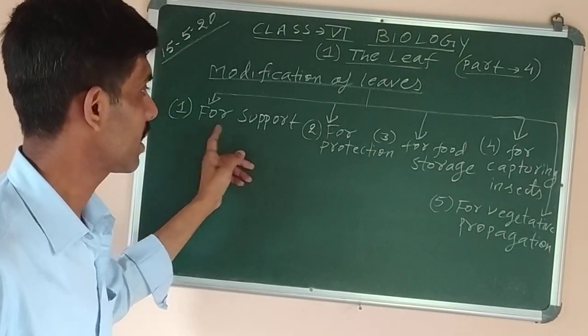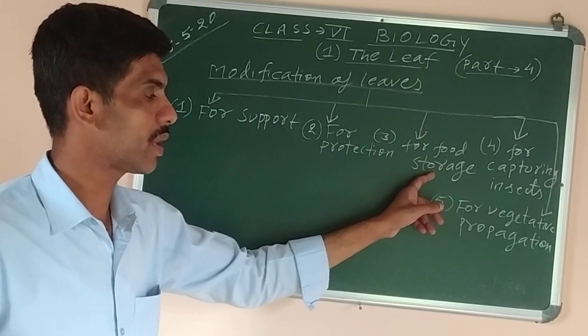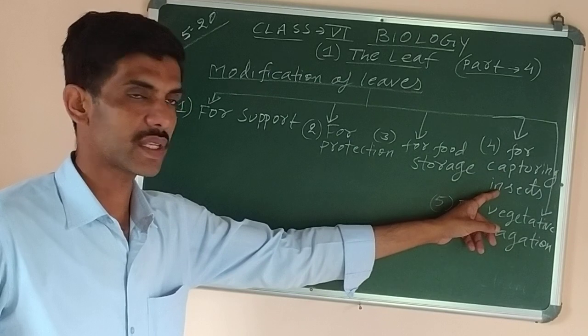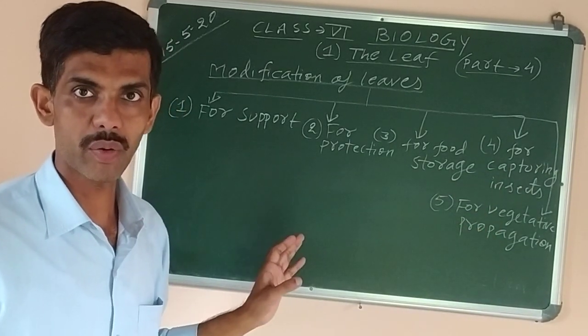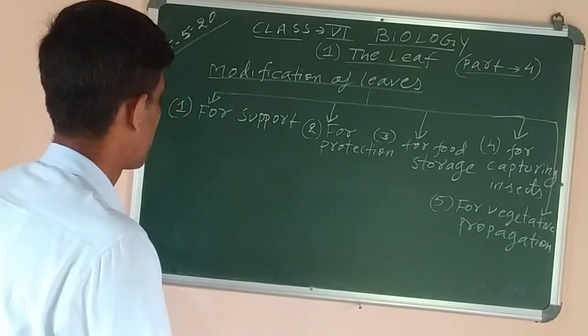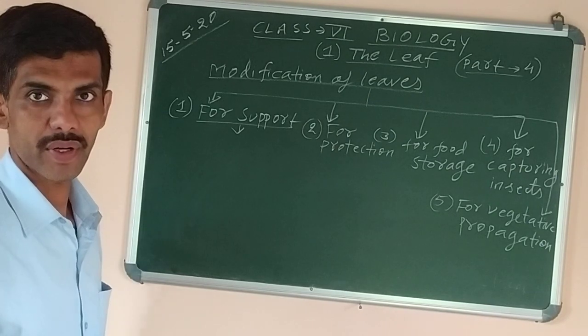Now leaves are modified or changed for support. First point I have written here. Number 2, for protection. Third one, for storage of food. Fourth one, for capturing insects. And the last one, for vegetative propagation. So one by one we will study about each one of them. First one is for support. Leaves are modified for support.